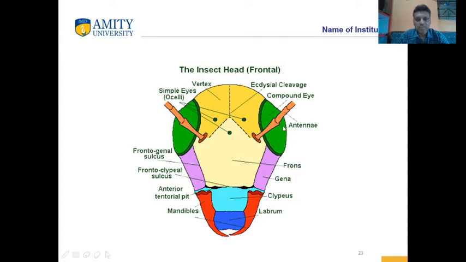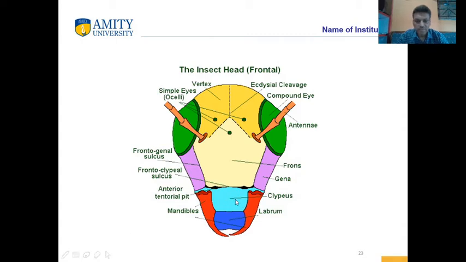The compound eye is located in green color. The small green circles are simple eyes. Between the compound eyes, the yellow color structure is called the vertex, and below the vertex, in the middle of the head, there is a structure called the frons. Then on the side, the violet color is called the gena.